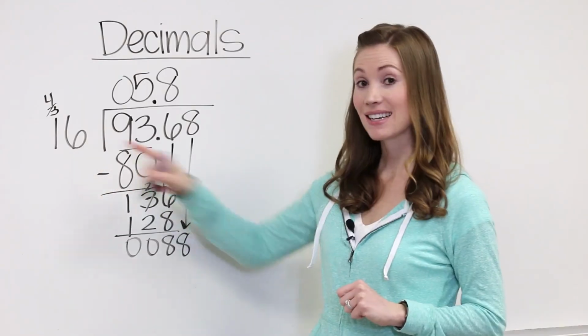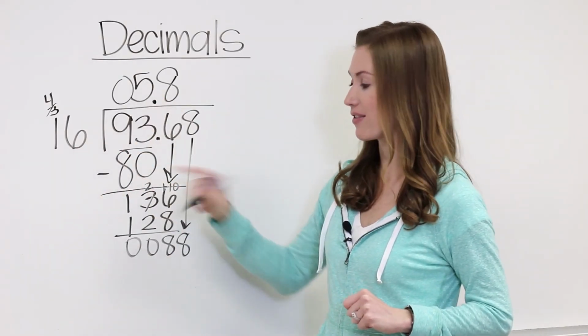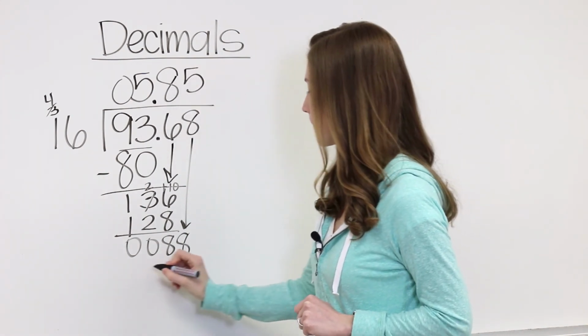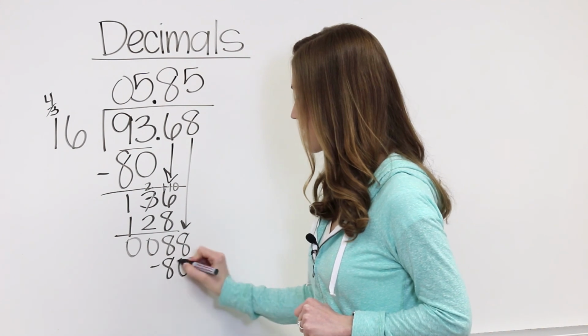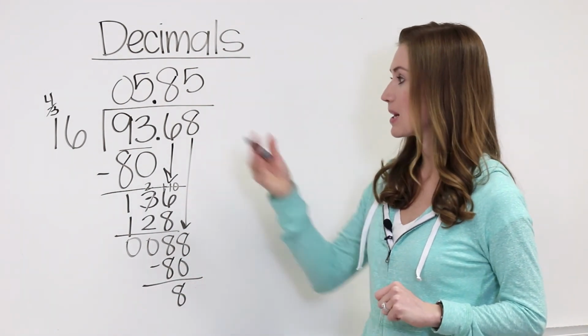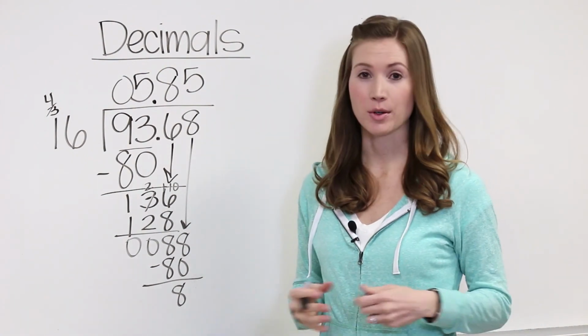How many times can 16 go into 88? Well, we know that 16 times 5 is 80, so 5 times. We subtract 80. We're left with 8 remaining. Now, because we're dividing decimals, we need to work this out all the way. We're not going to have a remainder.